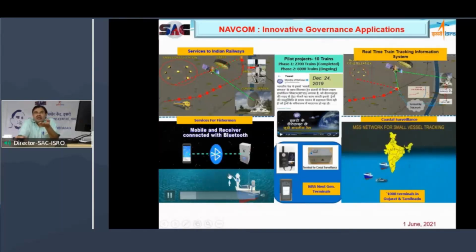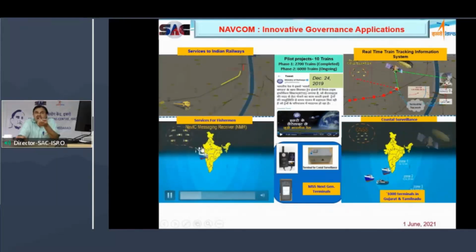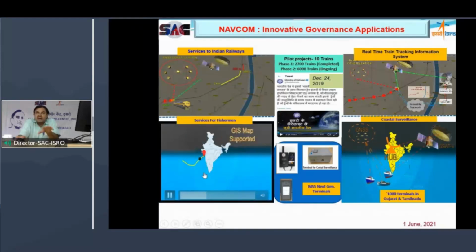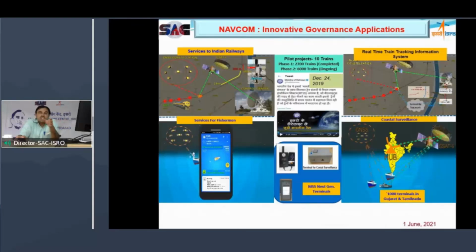So when they carry that mobile phone, they will get all the information from the satellite in real time in their native language, whether it is Gujarati or Malayalam or Tamil. So the fishermen will get information about cyclones, because once they go into the sea, they will remain there for 5 to 10 days. So during that time, if a cyclone is going to come, we have to alert them in time so that they can return back.